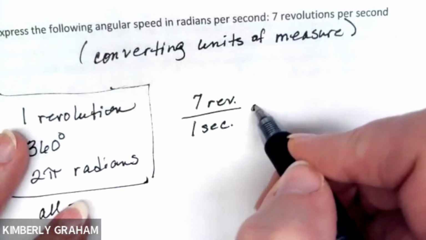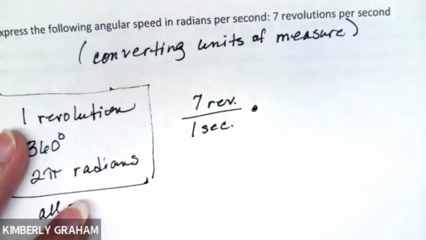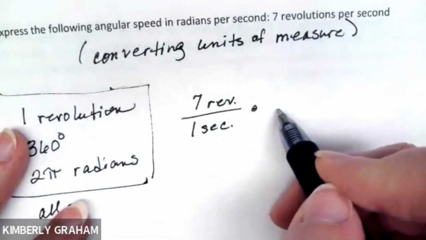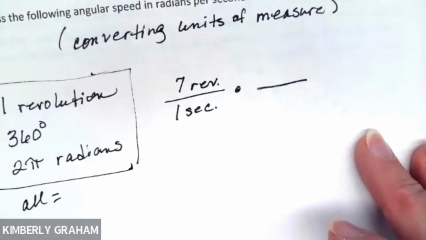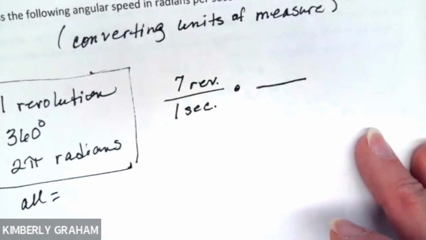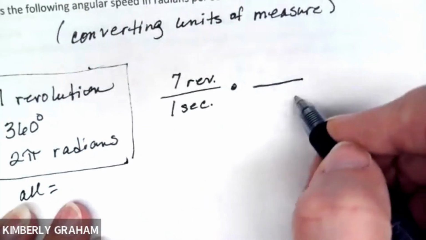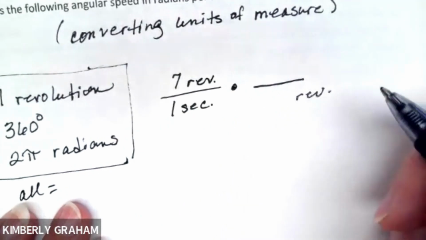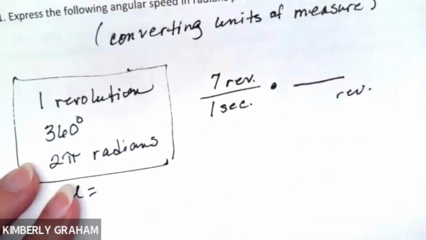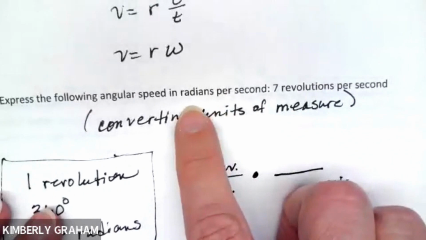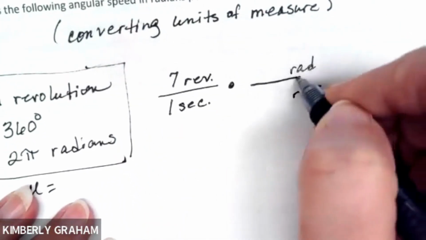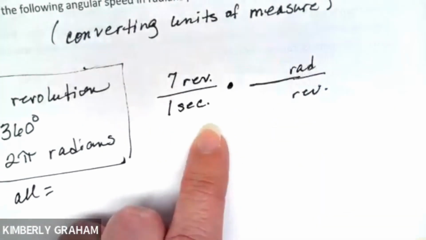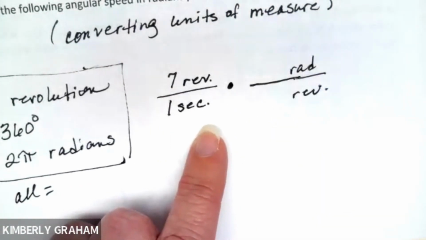And I'm going to multiply that fraction times an equivalent fraction that's equal to 1. Now, I want revolutions to cancel out and go away. So I need revolutions here on the bottom. And I want to end up in radians per second. So I need radians in the top part of the fraction. I've already got the seconds in the bottom part of the fraction.